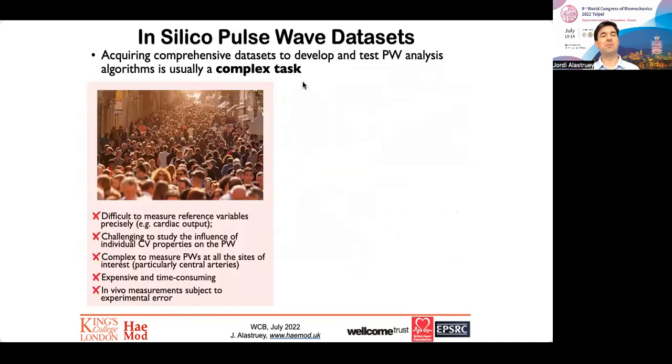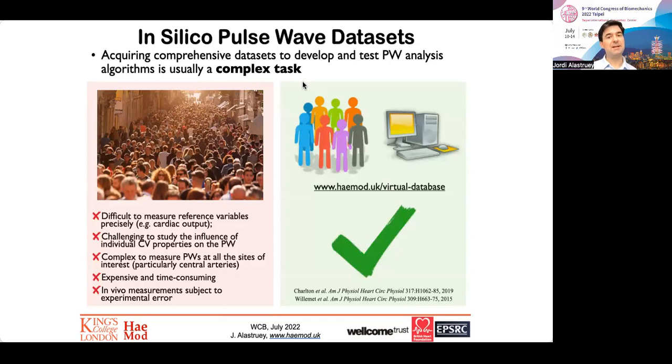The development and testing of algorithms for analyzing pulse wave signals requires comprehensive datasets measured in large clinical cohorts. And unfortunately, acquiring these datasets is usually a complex task. On the left, you can see some of the issues that we may encounter. To facilitate this process, we have created datasets of simulated pulse wave representative of samples of real subjects using one-dimensional blood flow modeling. I will now briefly describe the methodology we use to create our dataset with over 4,000 subjects aged 25 to 75 years old under normal physiological conditions.